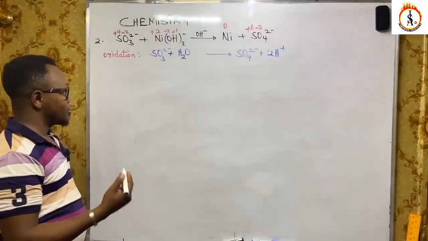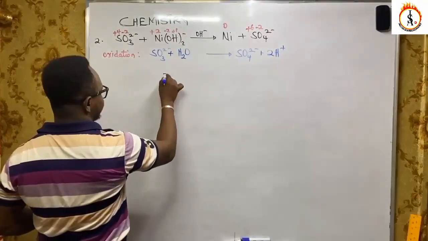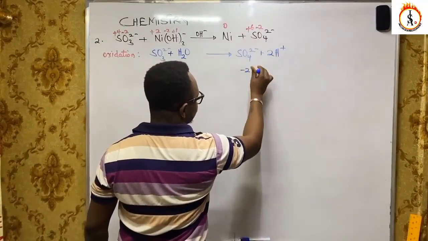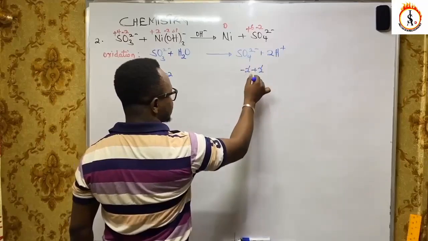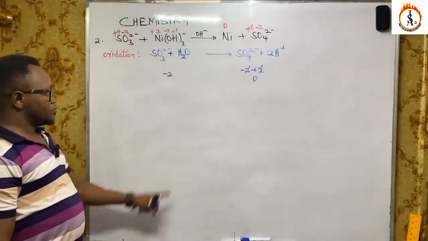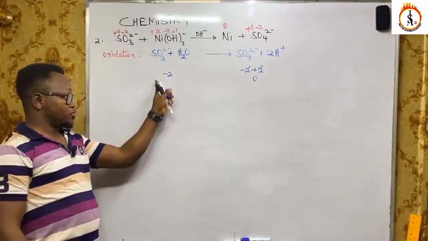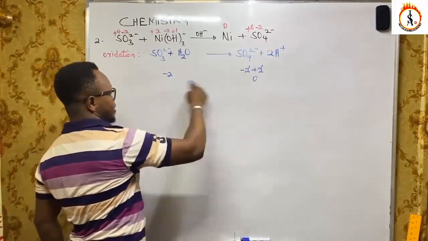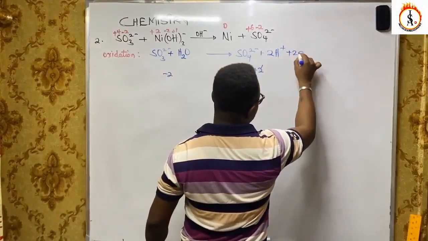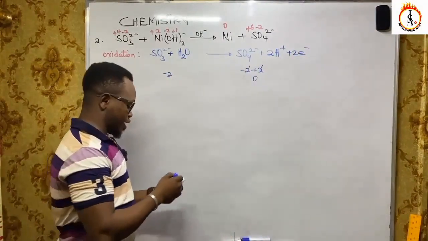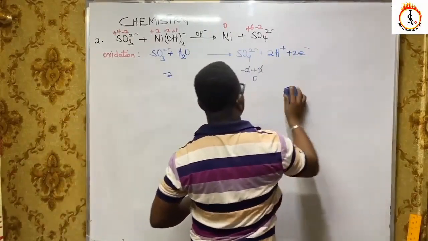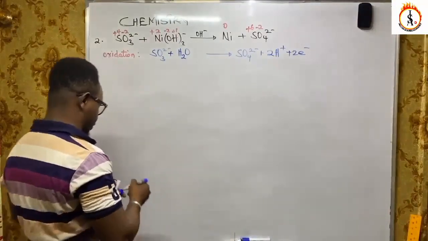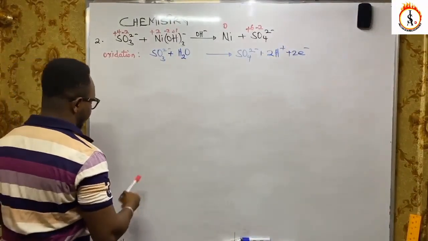So what we do next is we balance the charges. Charge we're having here is -2. The charge we have here is -2 and +2. So -2 plus 2, they cancel, total charge there is 0. So we have -2 and we have 0. The difference between -2 and 0 is 2. So we add 2 electrons to the side with the highest charge. 0 is higher than -2. So we add 2 electrons here. So by doing this, our equation is now a balanced equation. So being that this is now a balanced equation, we look at the reduction half.